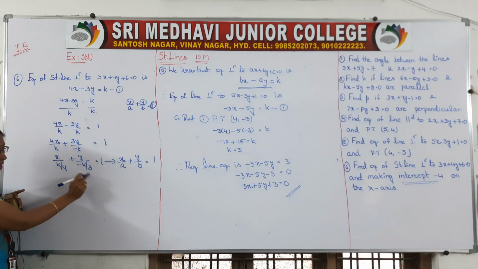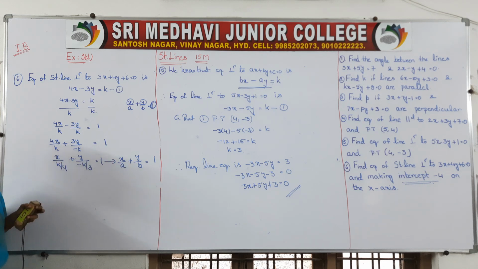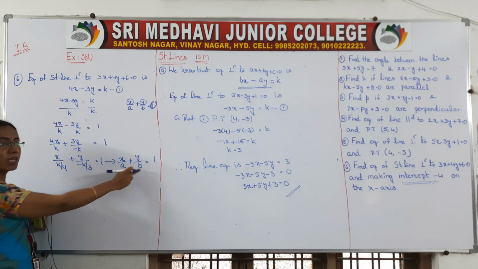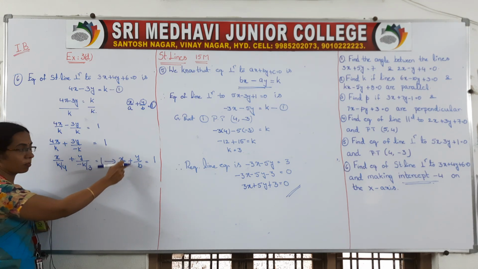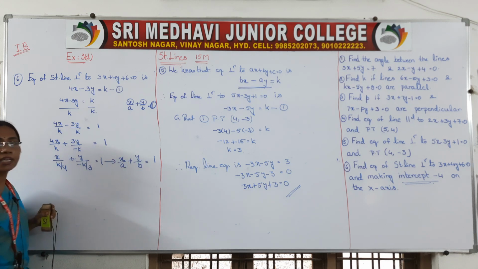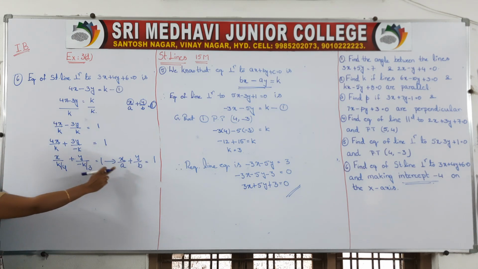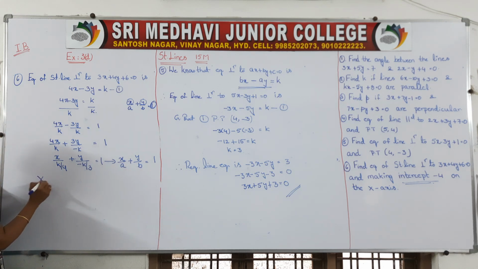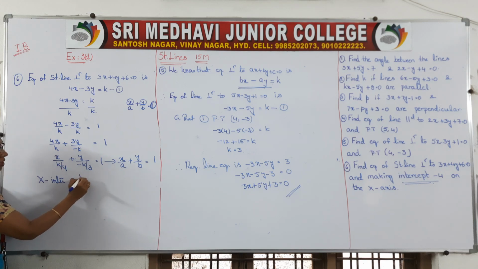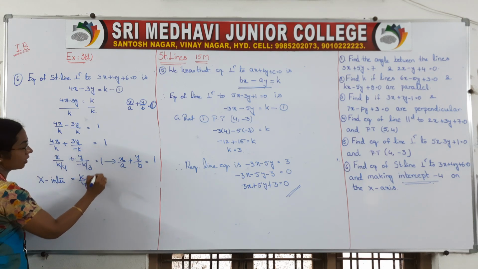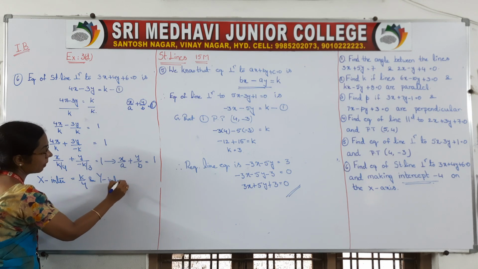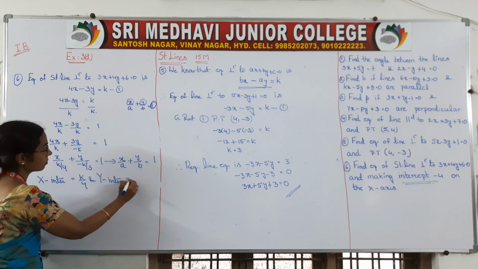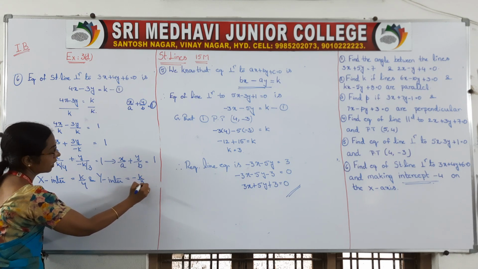Now it is purely in intercept form, x by a plus y by b is equal to 1. Exactly, your straight line equation is now in intercept form. a and b can be any values; x by something plus y by something is equal to 1 is called intercept form, where a is the x-intercept and b is the y-intercept. So here the x-intercept is k by 4, and comparing, the y-intercept is equal to minus k by 3.